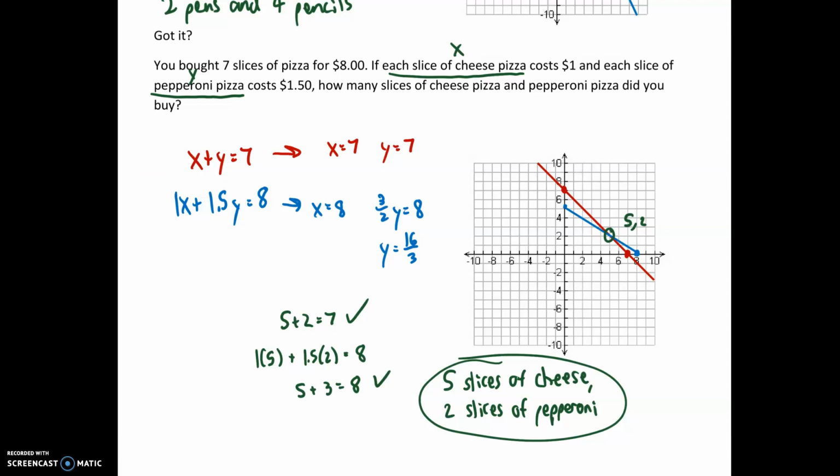It's a little bit awkward when you use the price equation here, because if I have $1 for every cheese slice and $1.50 for every pepperoni slice, no matter how you slice it, I guess is a pizza joke, we're going to have some kind of a fraction for our intercept. So you do want to be a little bit careful how you're graphing this one.